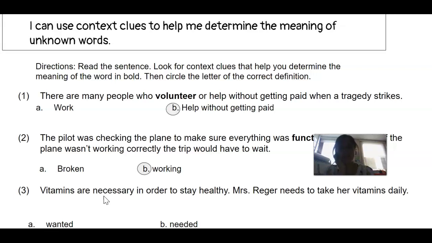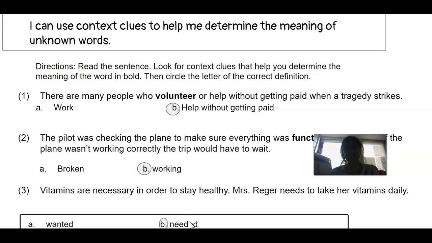I'm going to look outside the word at my context clues or sentence clues. Vitamins are necessary in order to stay healthy. Mrs. Rieger needs to take her vitamins daily. Oh, here's something that tells me needs to take. So vitamins must be needed. Let's see. Vitamins are wanted in order to stay healthy, or vitamins are needed in order to stay healthy. Well, my context clue, my sentence clue, has the word needs, so that connects. That is related.